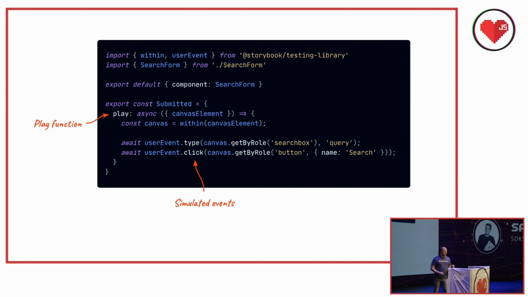Here's what that looks like in code. So you have a story. It's called Submitted for a component, for a search form component. And what we've just done is add a play function on it. It's an async function, and in there you can run particular events. You can simulate events, such as typing and clicking. So this is probably very familiar to people who've written end-to-end tests or integration tests in the past, but with other tools, it's just very, very similar. But it's now possible to do it directly in your Storybook as you're working on your stories.